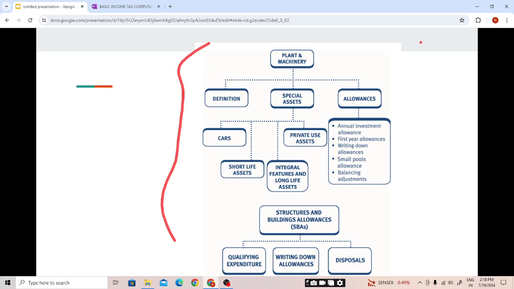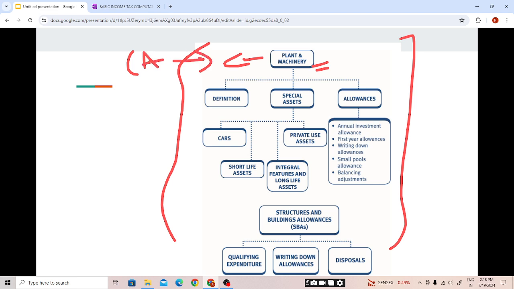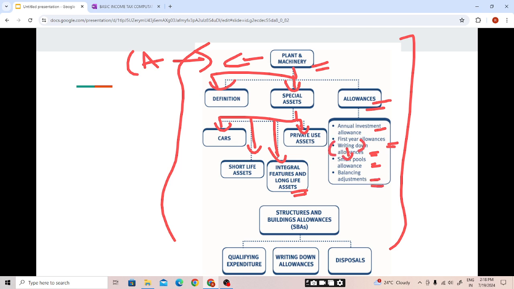Now, this is the flow chart of what we will be covering under this chapter. Plant and machinery. Why plant and machinery, students? Because capital allowance will be available on plant and machinery. Definition. Special assets include cars, short life assets, integral features and long life assets, and private use assets. Allowances we have already seen: AIA, annual investment allowance, FYA, first year allowance, WDA, writing down allowance, and we will be seeing a small pool allowance under the writing down allowance, and balancing adjustment means balancing allowance and balancing charge.